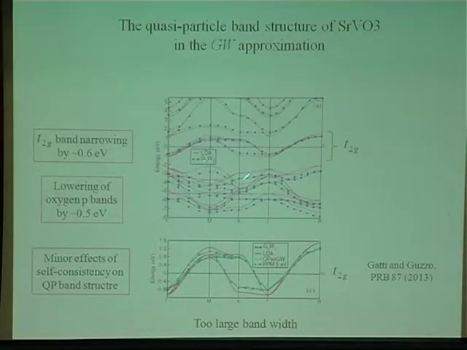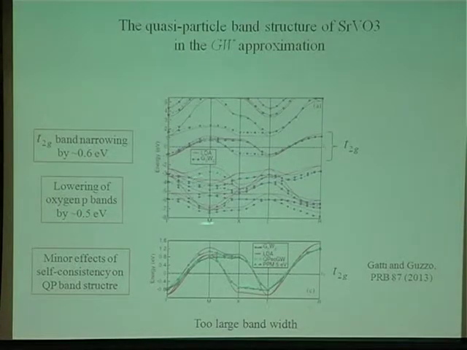So I would like to show you some more detailed GW calculations. This is not our calculation. This comes from the recent paper by Gatti and Guzzo, where they made detailed comparisons between LDA and GW. If we first concentrate on the t2g band, the calculations essentially agree with our calculations. They still get too large a bandwidth compared to experiment, and they have also done a kind of self-consistent calculation in GW, and there is essentially little effect on this system.